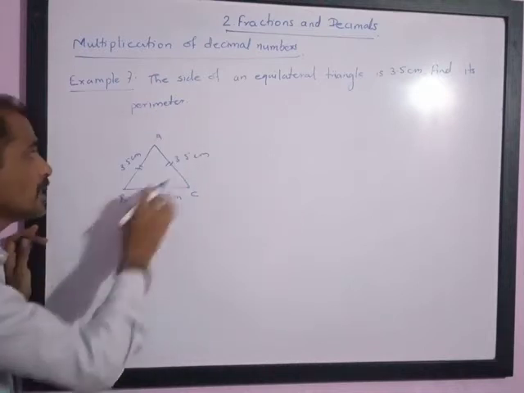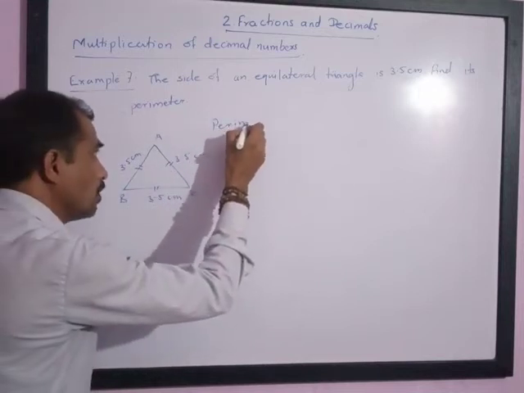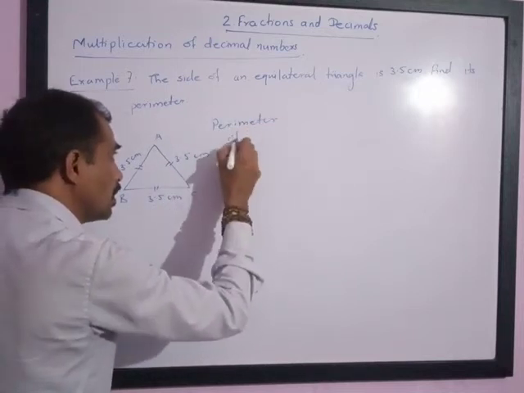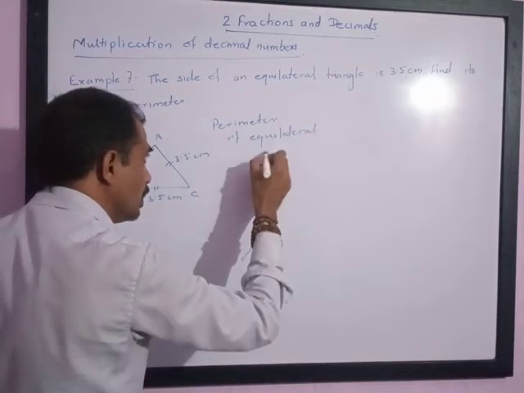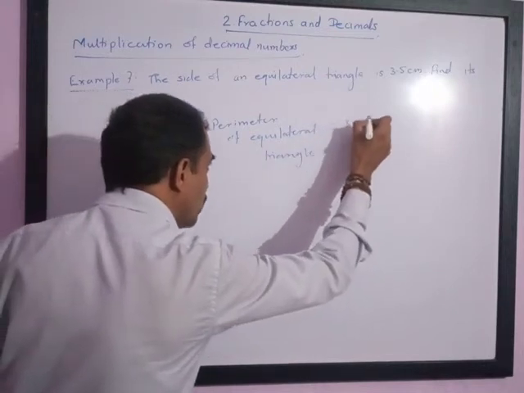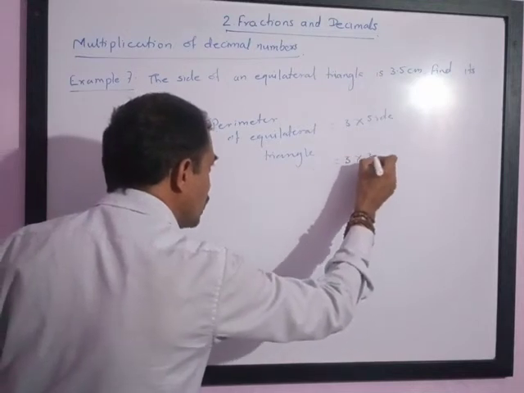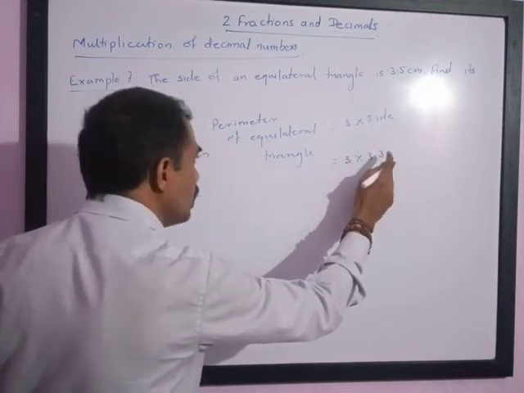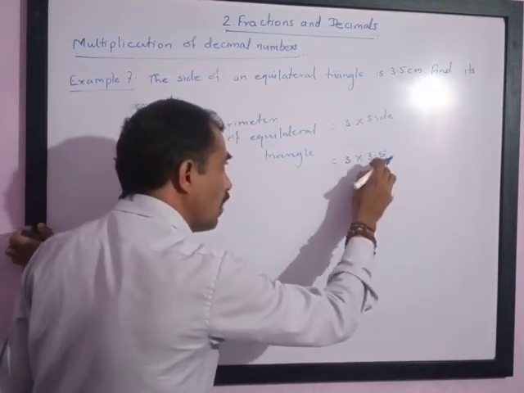Now perimeter means the sum of all sides. The perimeter of an equilateral triangle is equal to 3 multiplied by side. So this is equal to 3 multiplied by 3.5. We know how to do the multiplication. 35 into 3.